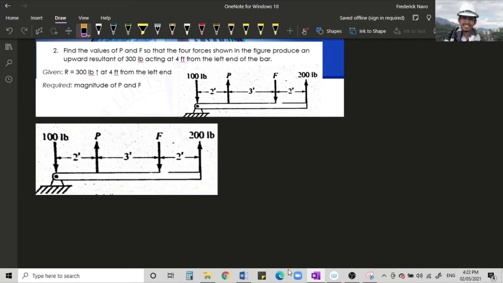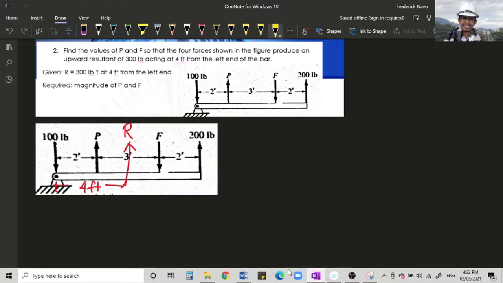So we have a force system here acting on a body, on a bar, supported at the left end. Okay. So given na yung ating resultant which acts at 4 feet. So maybe here. So yung resultant natin acts 4 feet from the left end.